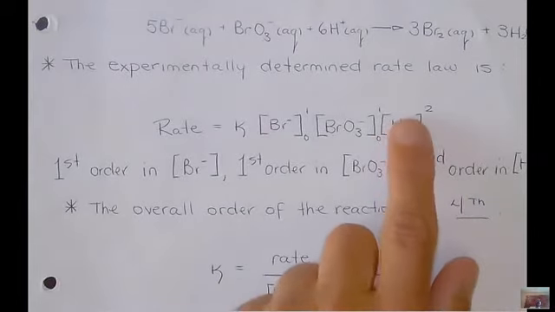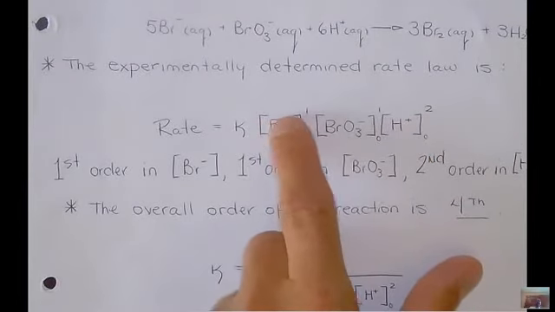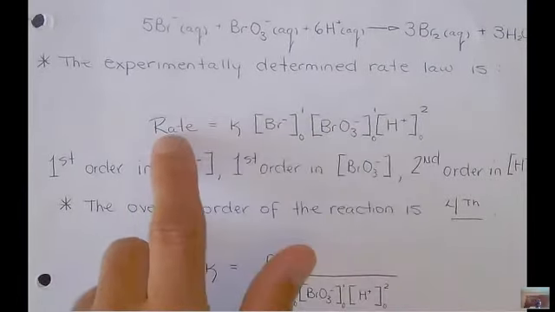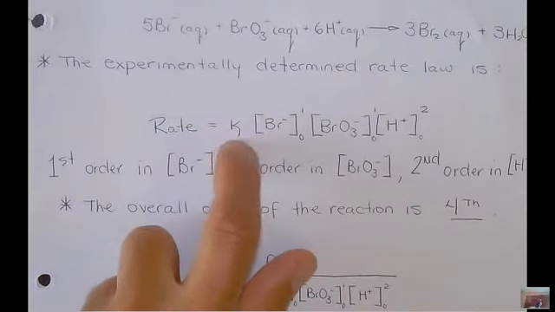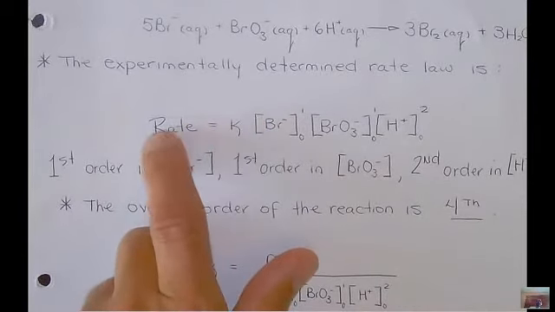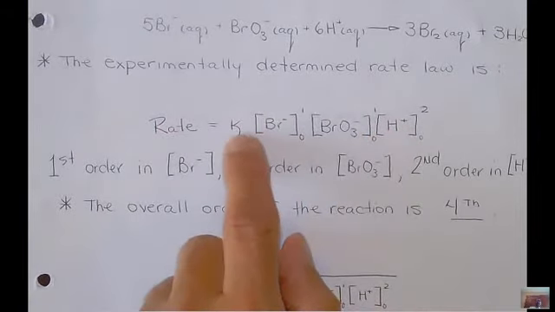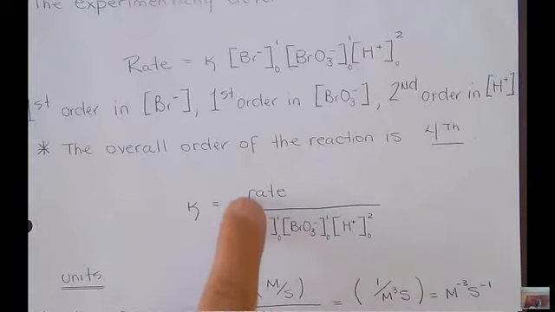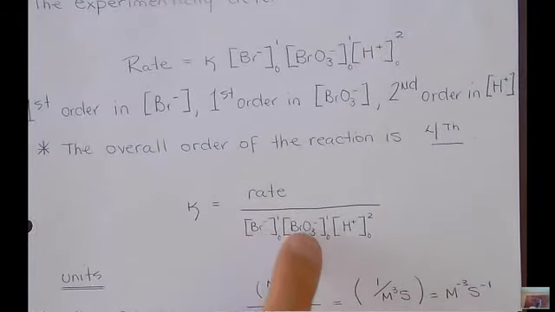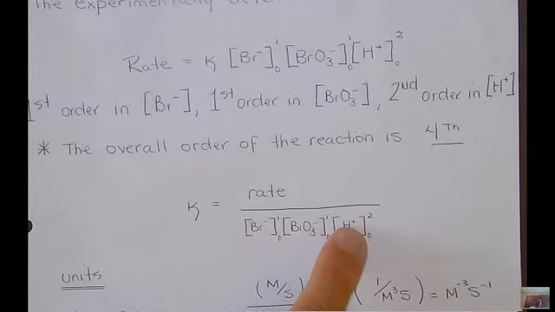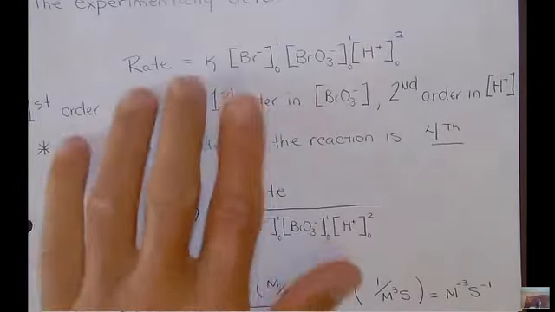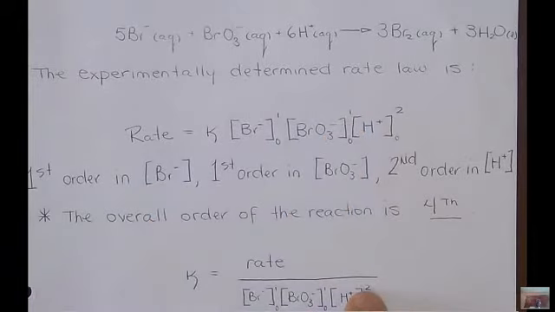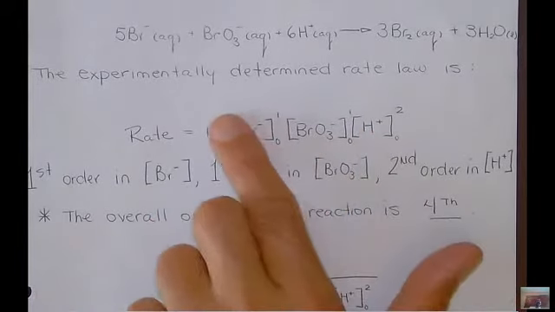So if I knew the concentrations and the rate, and I wanted to calculate the rate constant, I could just solve this for K. Bring all this underneath rate, and I'd get K is equal to the rate divided by the bromide concentration, the bromate concentration, and the hydrogen ion concentration squared. These two are to the first power, because that's what they gave you up here. I didn't do anything, I just did algebra to get that.